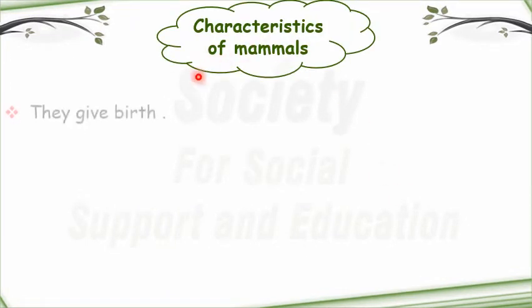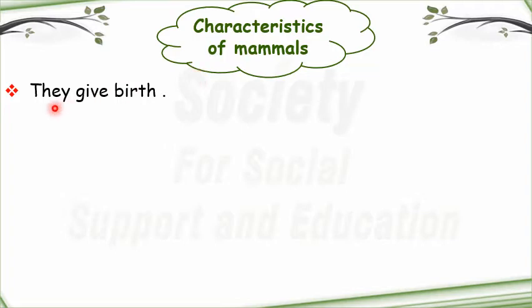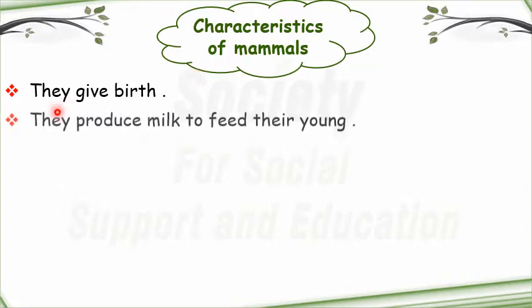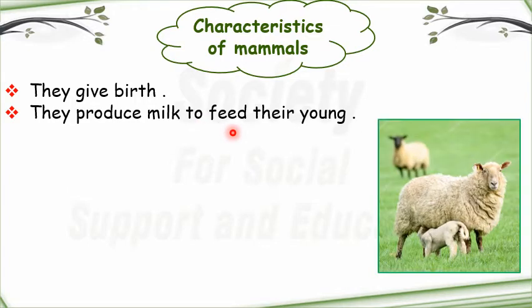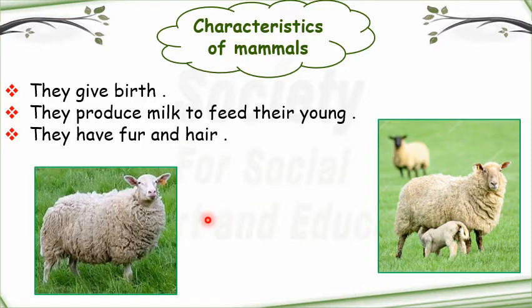Characteristics of mammals. So mammals, they give birth, they produce milk to feed their young. So here, this is the female sheep and this is the baby. So the female produces milk for the young babies to eat. They have fur and hair. So this is the fur.